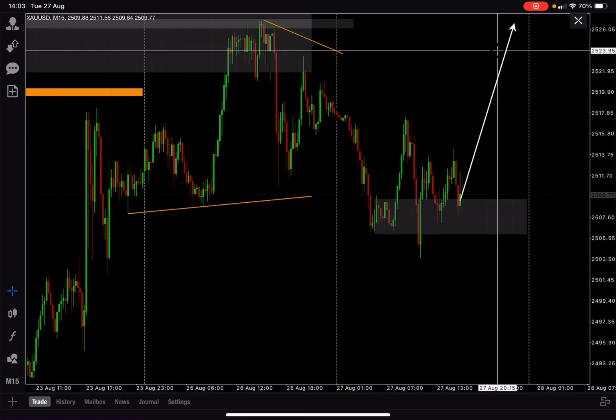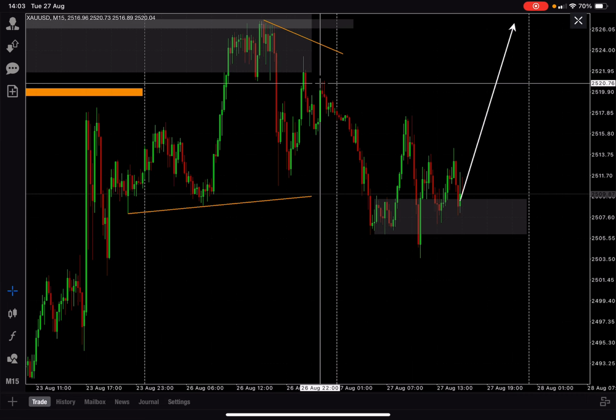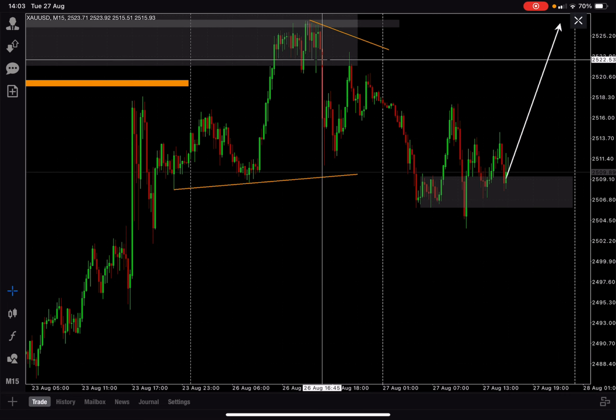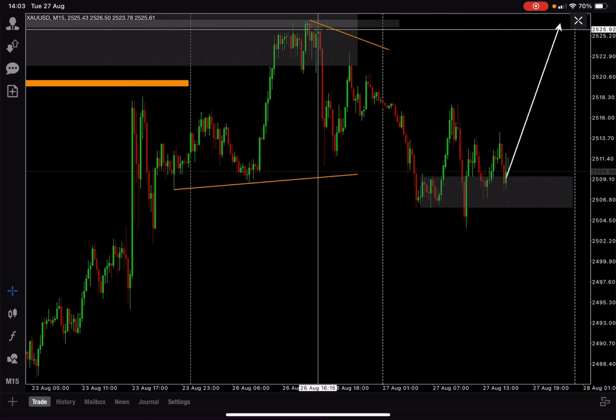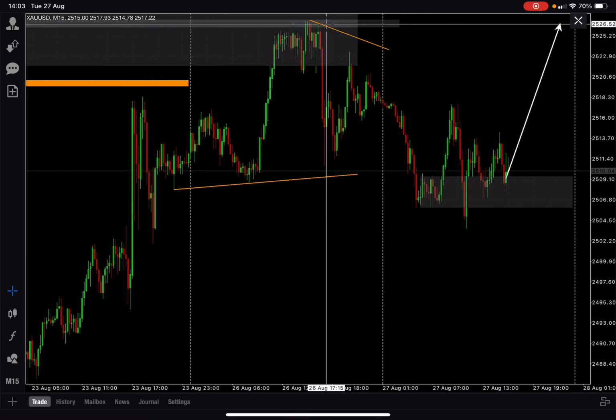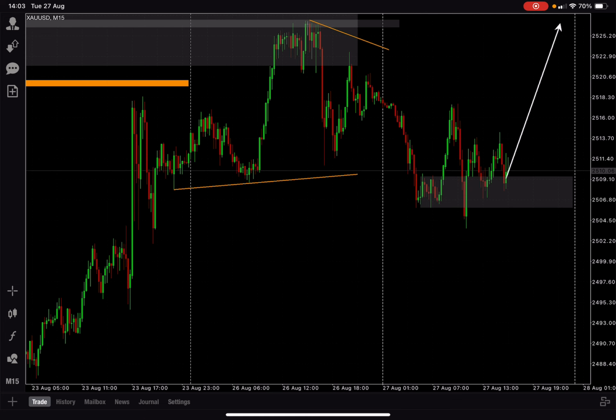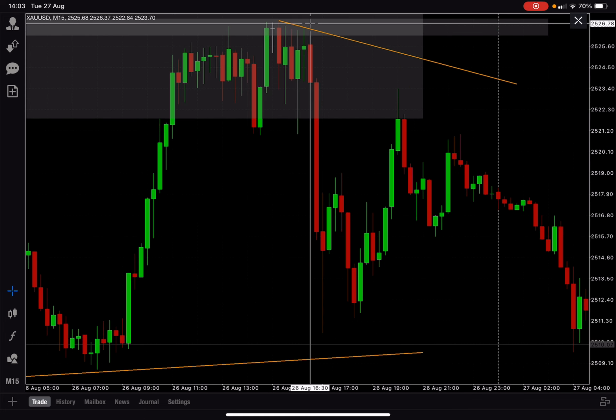Now I'm looking for the impulse move up. And that's mainly because we have this clear liquidity here that was left over from yesterday. So I'll go over this in a minute. This is a manipulation area, and you can see we left behind a nice bit of liquidity there.